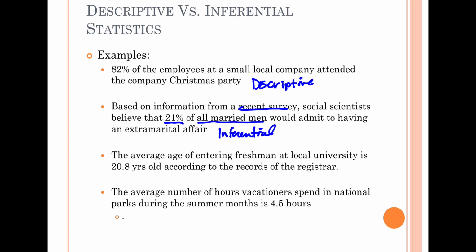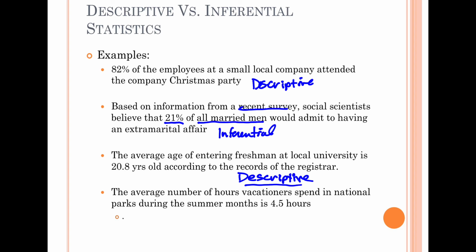Number three: the average age of entering freshmen at a local university is 20.8 years old, according to the records of the registrar. These are just the facts, ma'am. This is descriptive, and there's nothing that we have to infer. It's according to the records of the registrar, and it's a small enough group, one local university, where we could actually easily get these kinds of numbers.